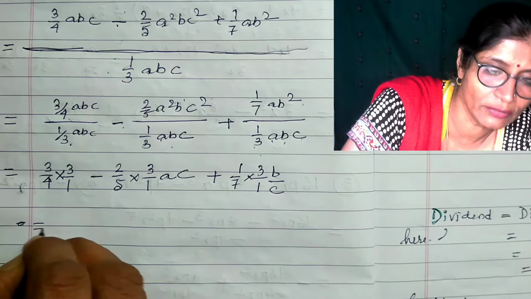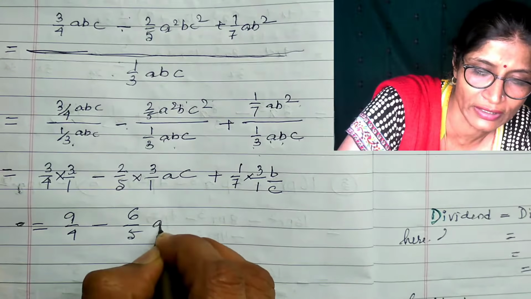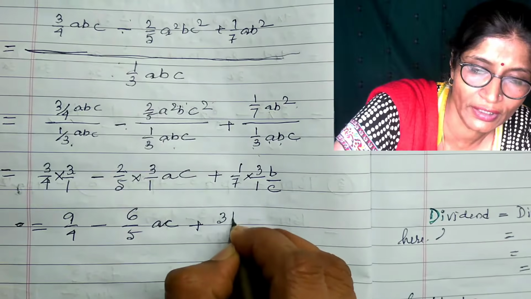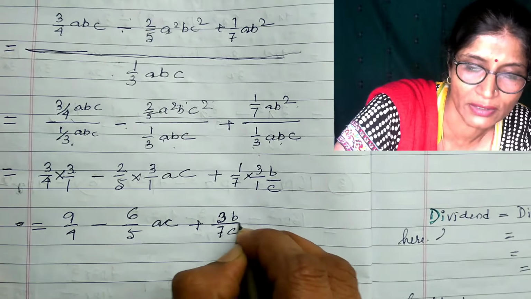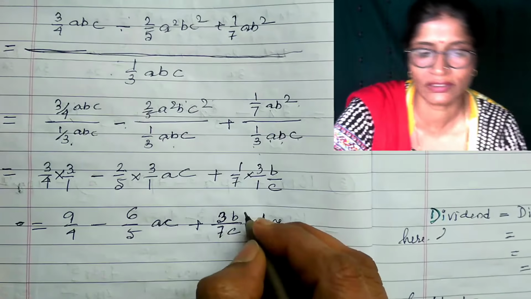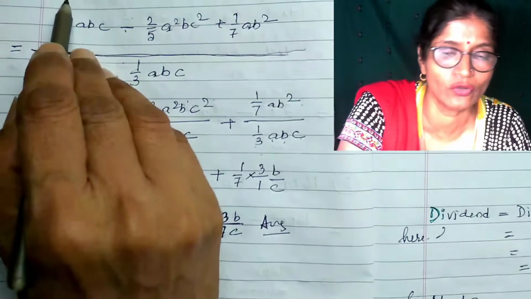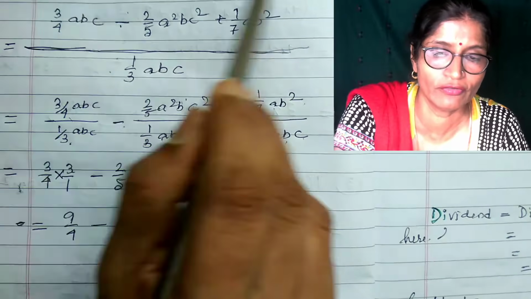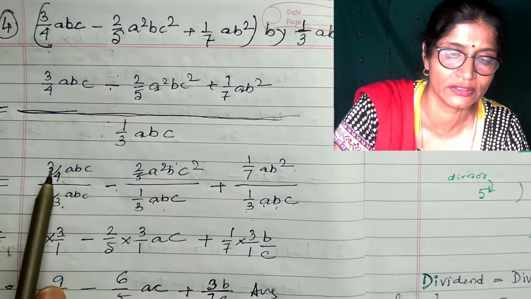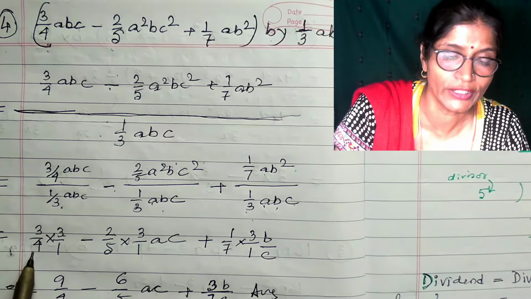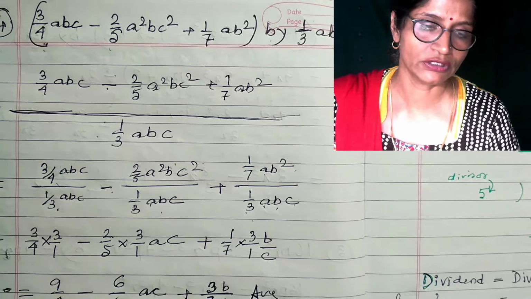So now this is equal to what? Now 3 3s are 9 divided by 4, minus 3 2s are 6 divided by 5 AC, plus 3 divided by 7 BC, and that is 3 by 7 B by C. Okay, so when the numerical coefficients are in the fractional form, then we have to divide in this way. This completely divided by this one, then individual terms will be divided, then I will take the quotient of the numerical coefficient and then the quotient of the literal coefficient. So this is calculated out.